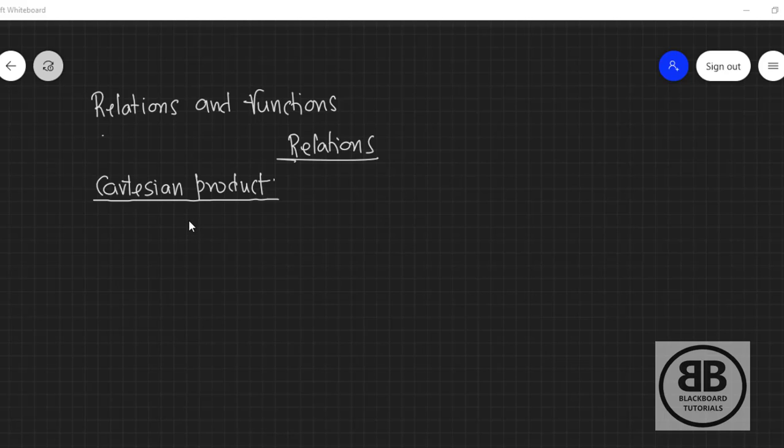Suppose we are having two non-empty sets A and B. Then the Cartesian product of these two non-empty sets is denoted by A cross B, and it is the set of all ordered pairs (a, b) such that a belongs to A and b belongs to B. So this set is called the Cartesian product.